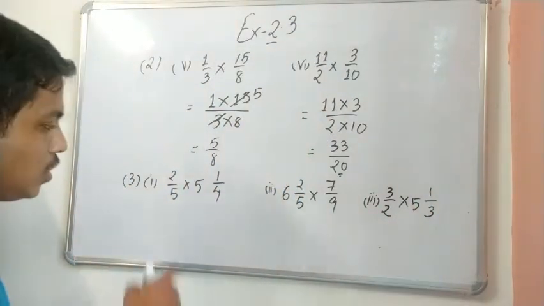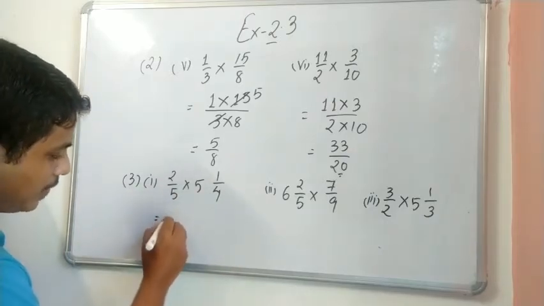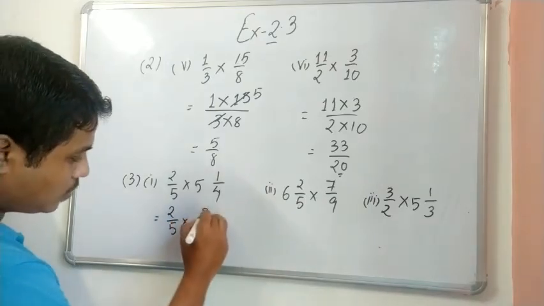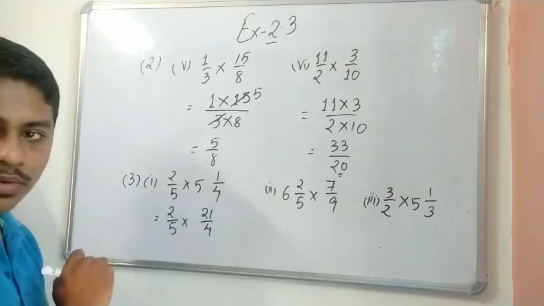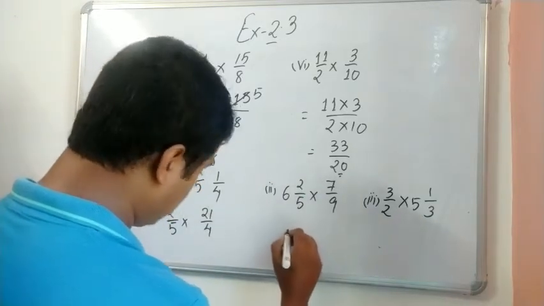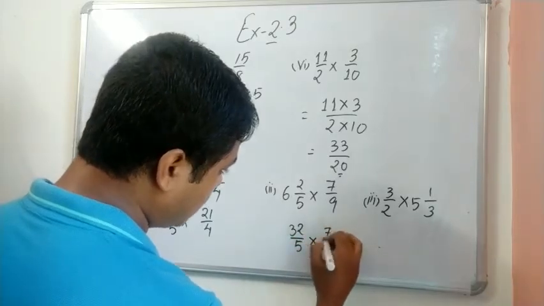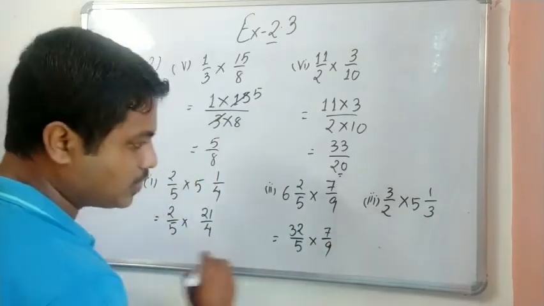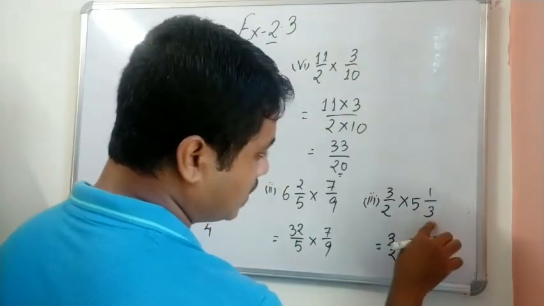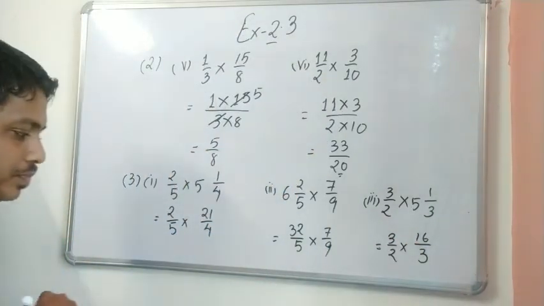First question, 2 by 5 into 5 1 by 4. So it will be 2 by 5 into 5 4s are 20, 21 by 4. Then we have 6 5s are 30, 32 by 5 into 7 by 9. Then 3 by 2 into 5 3s are 15, 15 plus 1 is 16, 16 by 3.